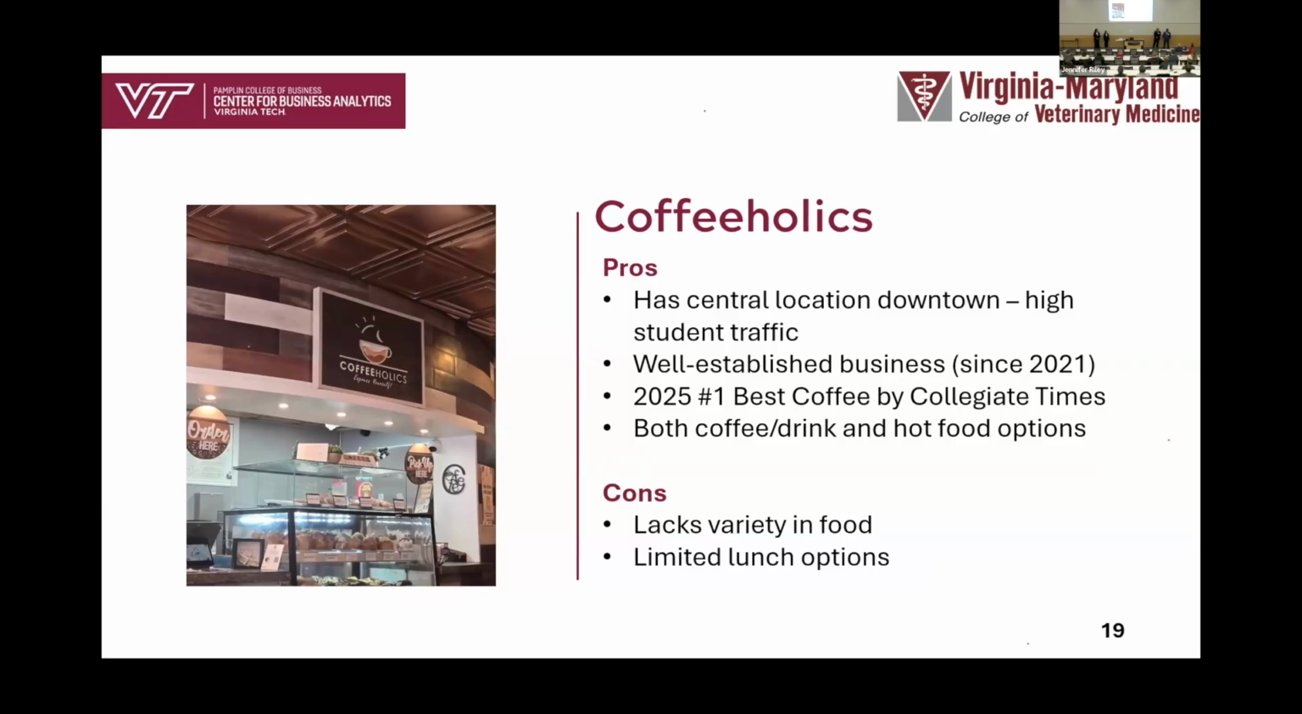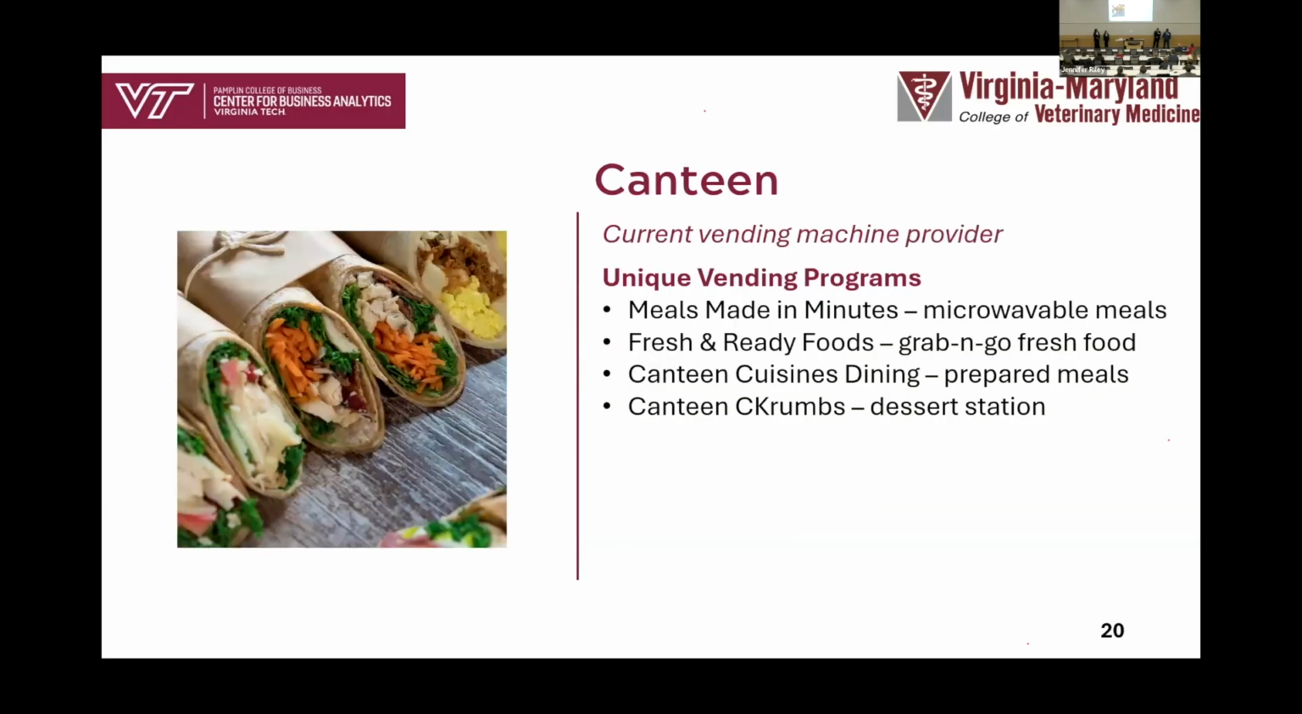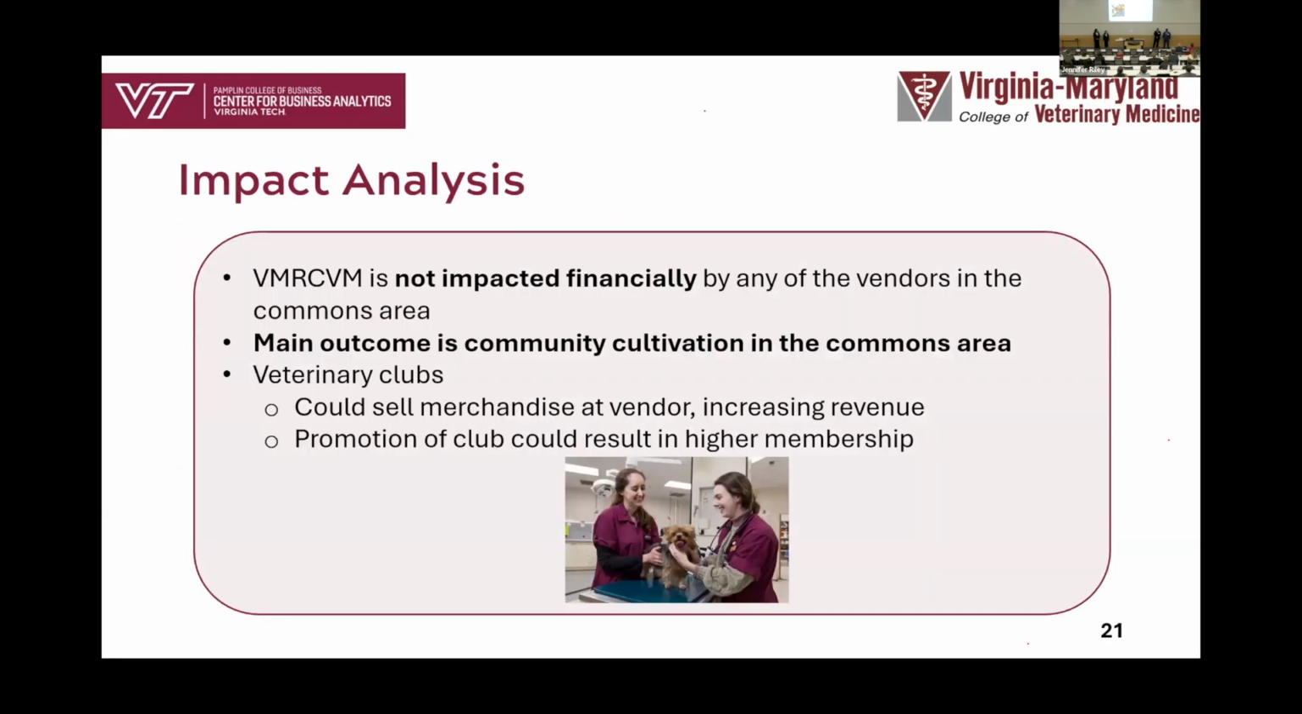The main con of Coffeeholics is that beyond breakfast items, the menu doesn't have much variety, meaning that there are limited lunch and dinner time options. To provide more variety as well as a 24-hour convenience option, we recommend pairing Coffeeholics with Canteen. Canteen is a vending machine company that already has machines at the vet school, and Canteen could implement their unique vending programs such as Meals Made in Minutes, Fresh and Ready Foods, Canteen Cuisines Dining, and Canteen Sequels. I'll now hand it back to Jada to talk about the impact analysis.